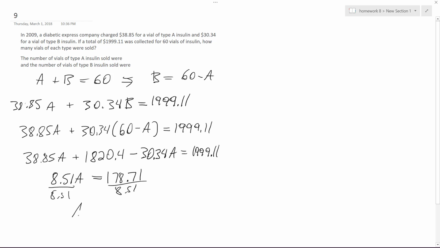What we end up with is A equals 21. So 21 vials of type A insulin. So 60 minus 21 is 39. So type B is going to be equal to 39.